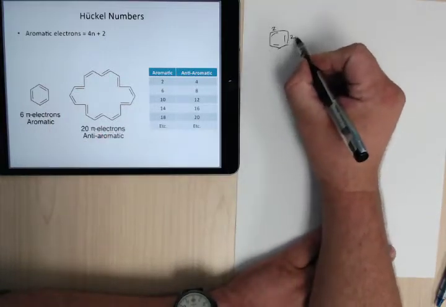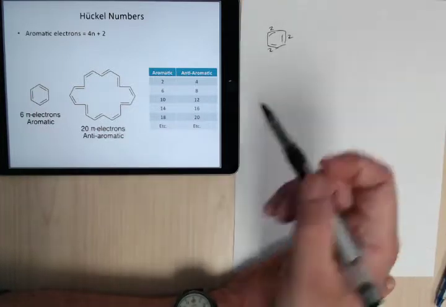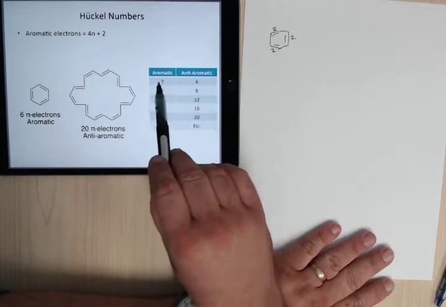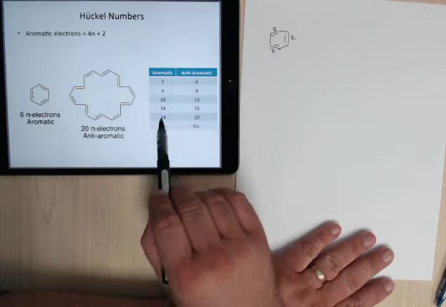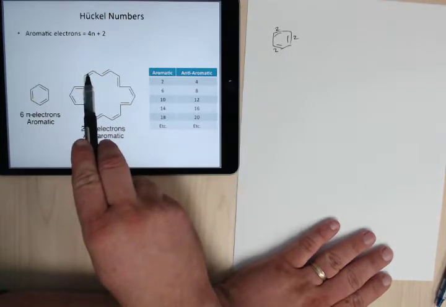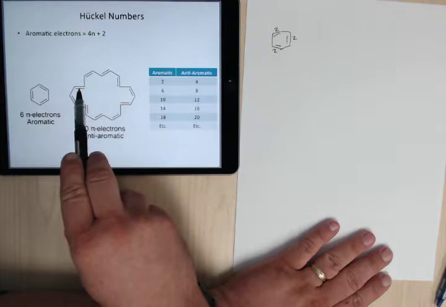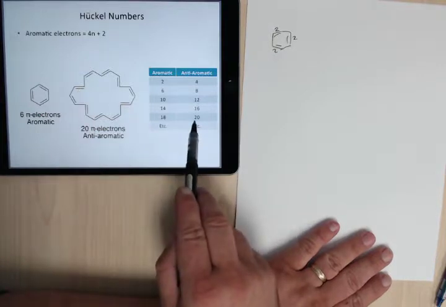2 from here, 2 from here, 2 from here, 6. I know that is aromatic. Okay, so with that, I can bounce back and forth. 2, 4, 6, 8, 10, 12, 14, 16. Aromatic, anti, right? But for here, we go 2, 4, 6, 8, 10, 12, 14, 16, 18, 20. Well, that's anti-aromatic. Okay.